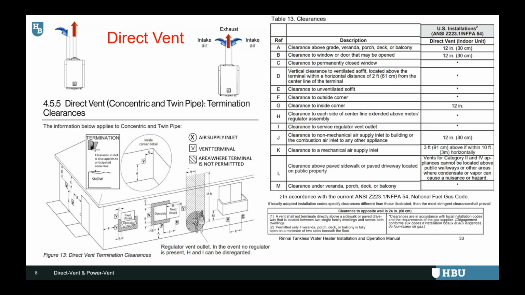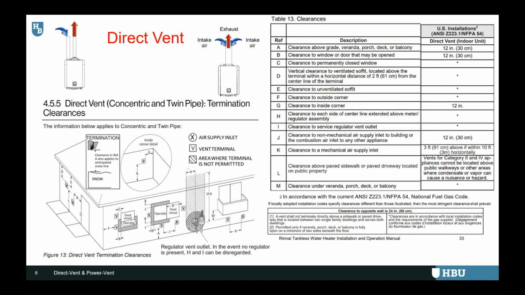Clearance to inside corners, 12 inches. Clearance to each side of center line extended above meter regulator assembly, no specific distance listed. Use best judgment on any air inlet in this scenario. 3 feet is ideal. Clearances to service regulator vent outlet, no specific distance listed. Use best judgment on any air inlet in this scenario. 3 feet is ideal.